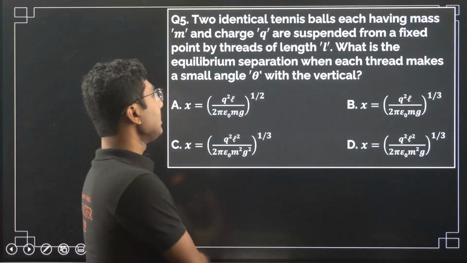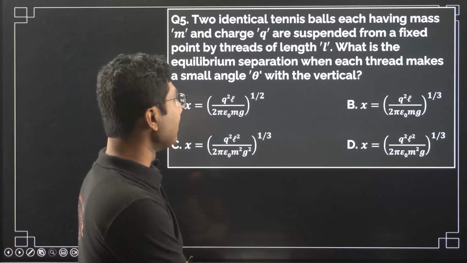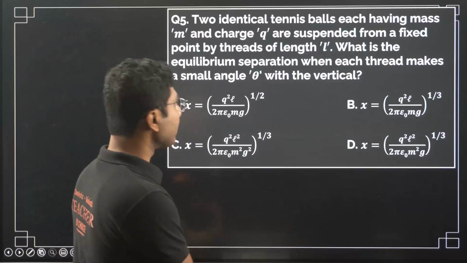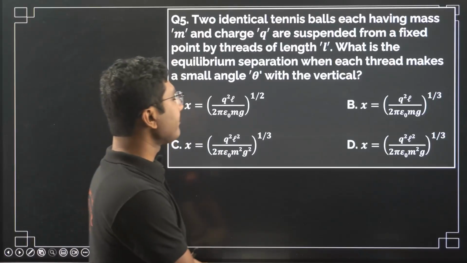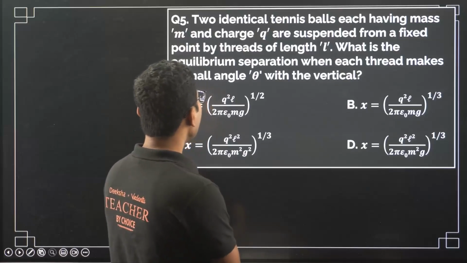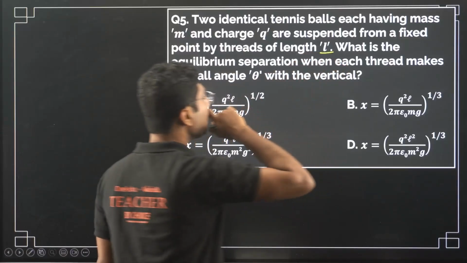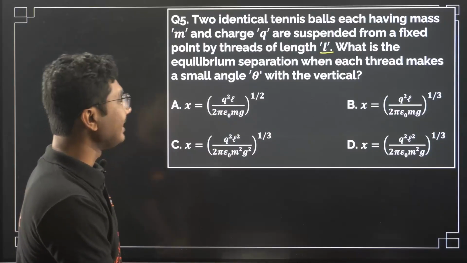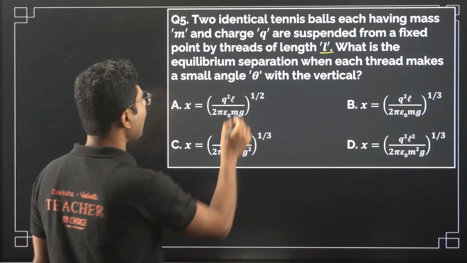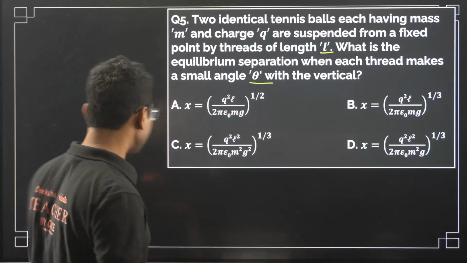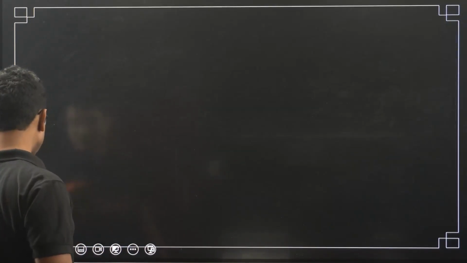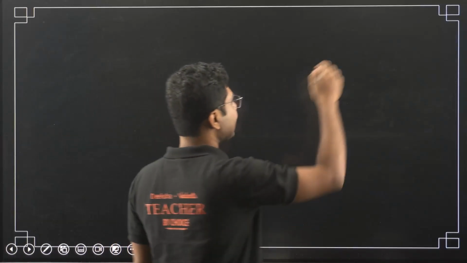Two identical tennis balls, each having mass small m and charge small q, are suspended from a fixed point by threads of length small l. What is the equilibrium separation when each thread makes a small angle theta with the vertical? So everything is very, very important. We will come back to the expressions once we solve it. Let us understand the question.